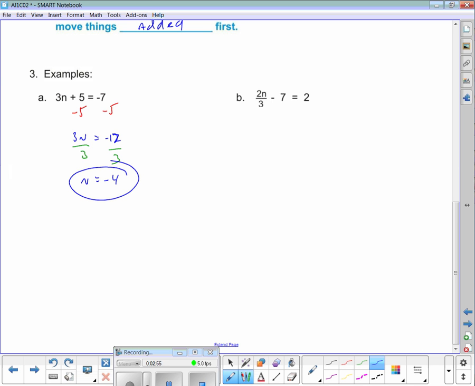You're doing a test. You're doing a quiz. You have time left at the end. How can you know if your -4 is the correct answer, Abby? Put it back in for the variable. 3 times -4 is -12. -12 plus 5 is indeed -7. The left matches the right. We do have the correct answer.